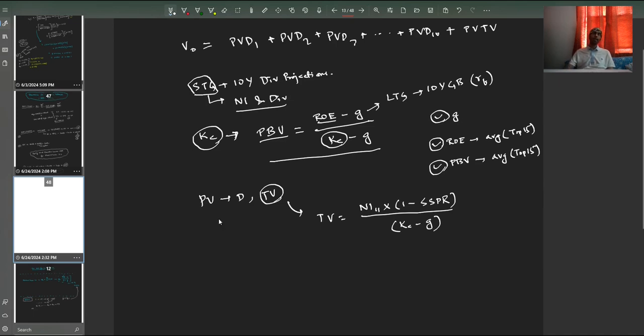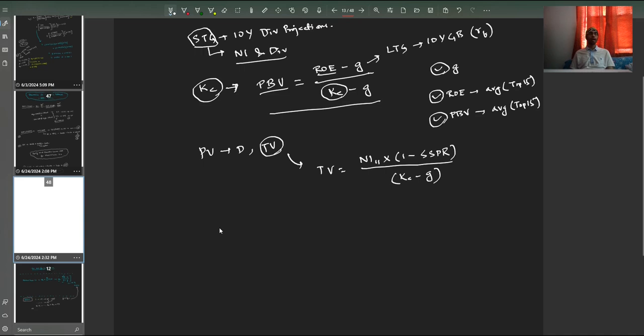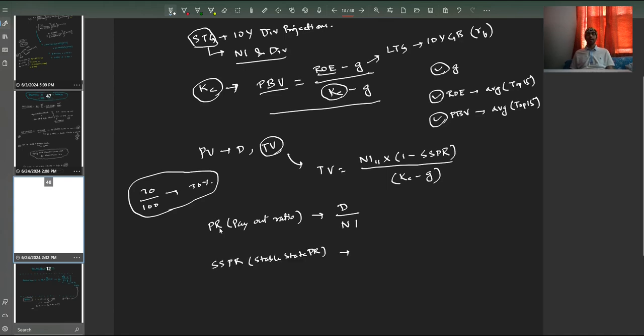Now let us understand what is stable state payout ratio and payout ratio. First, let us understand what is a payout ratio. Payout ratio is equal to dividend amount paid divided by the net income. So let's say if the net income in a certain year is 100 million and the dividend paid is 30 million, then the payout ratio becomes 30%, 30 divided by 100, right? And what is the stable state payout ratio? This is given by the long-term growth rate divided by the return on equity.